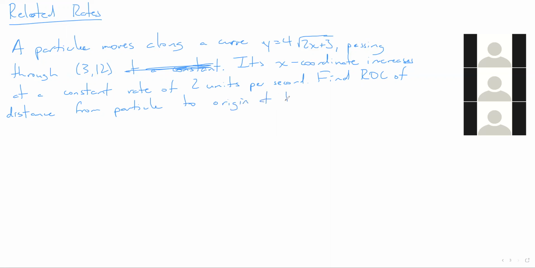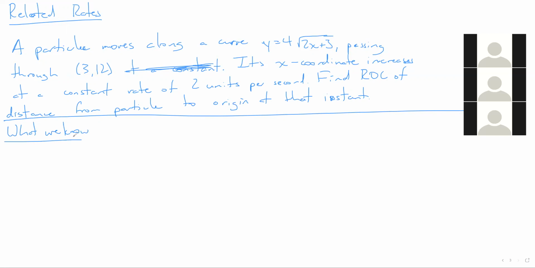All right, a lot going on. So what should we start with? Labeling what we know, clearly labeling what we know already and what we're trying to find. So what do we know that's worth mentioning?